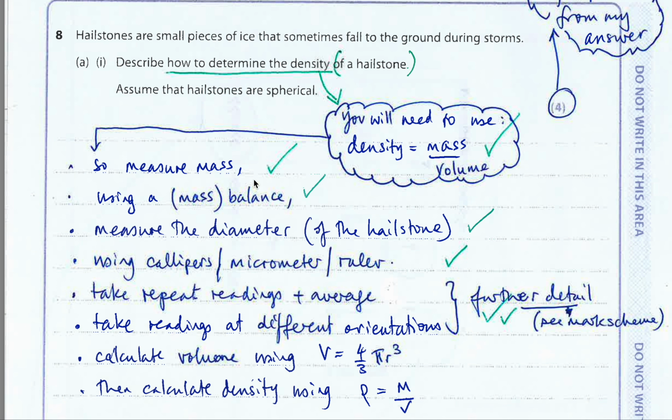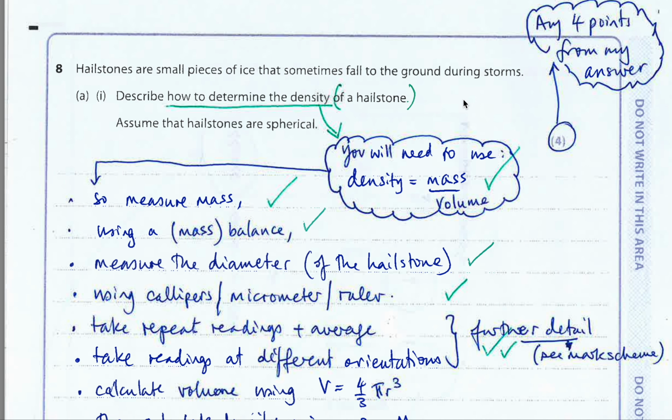this one is about density. It's to do with a hailstone, and hailstones are, as many of you will know, icy raindrops, icy particles that come out of the sky. So they want you to describe how to determine the density of a hailstone. So obviously you will need to use density equals mass over volume.